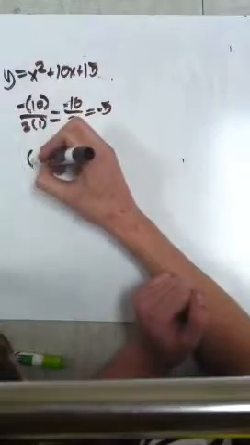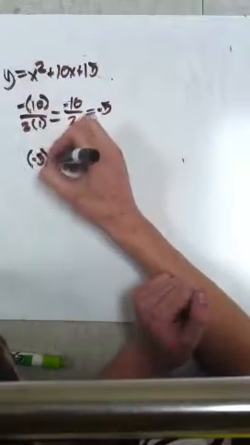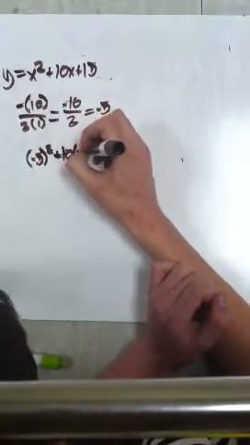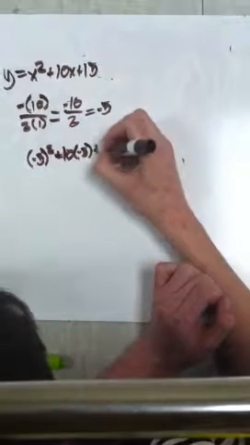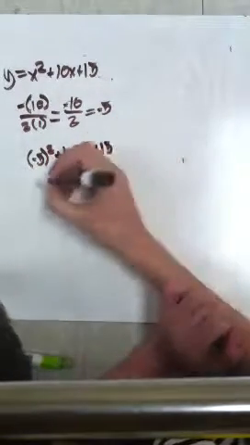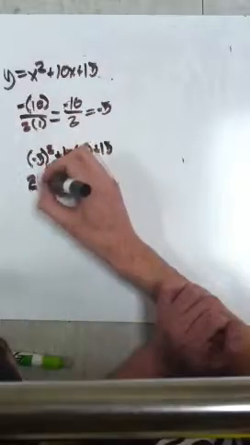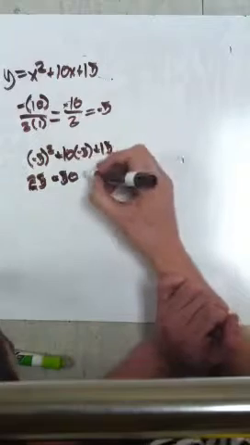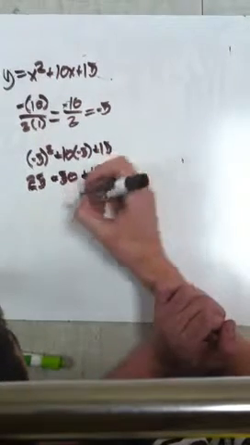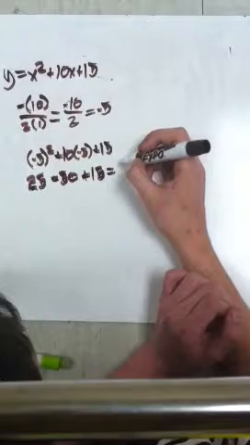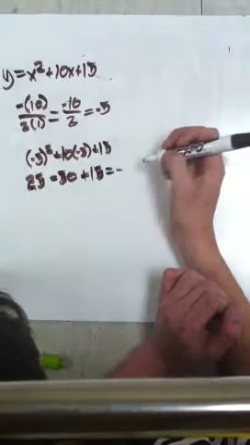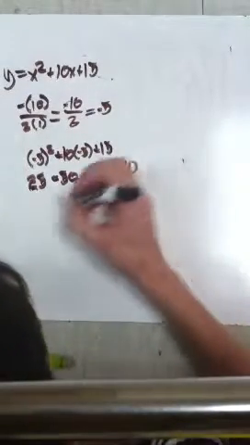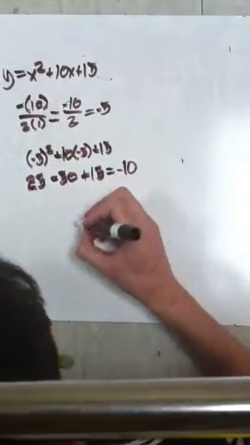And so negative 5, you substitute negative 5 into the equation. And so you get 25 minus 50 plus 15 equals negative 10. Negative 10. And so the x and y values for the center point are negative 5 and negative 10.